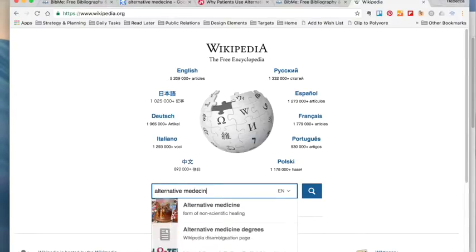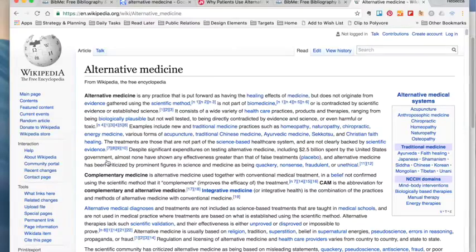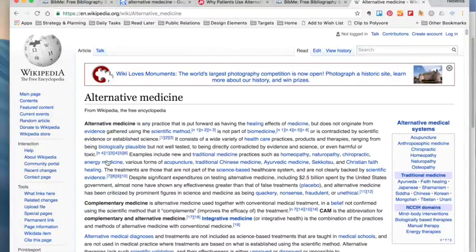Alternative medicine. So let's go ahead and go here. So just for example, I'm just going to use alternative medicine for example because most of the students in this class are alternative medicine students. Let's say I wanted to do a speech on alternative medicine. So if I want to give a speech on alternative medicine, I can go to Wikipedia.